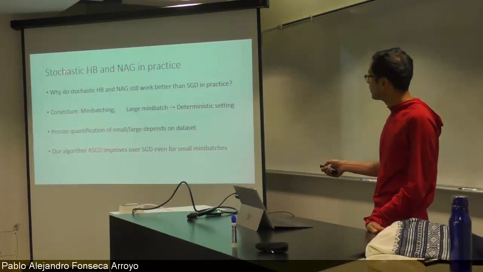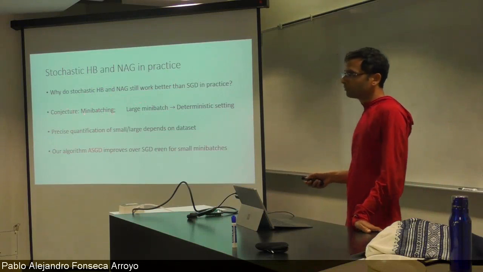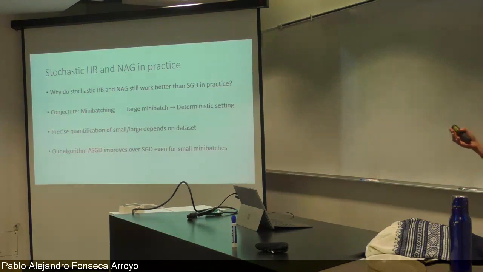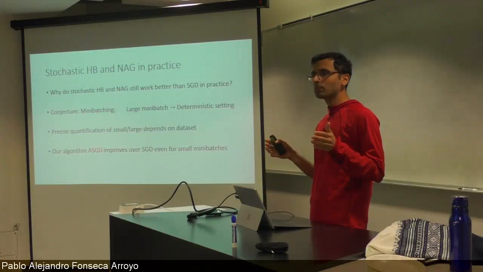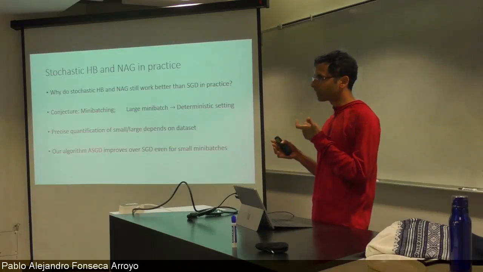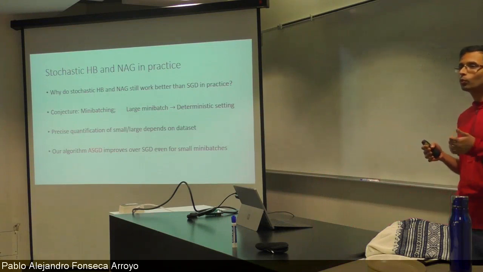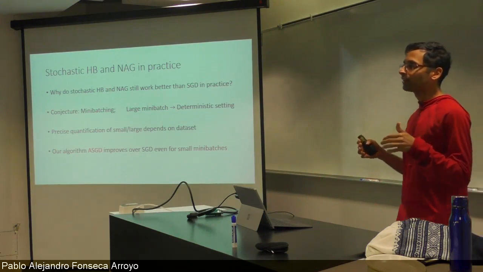So what is the main reason? We believe that the main reason for this is mini batching. If you have a large enough mini batch size, you're pretty much close to doing exact gradient descent. Depending on how much randomness there is in the data, a mini batch size of say 128 or 256 may already be enough to give you a pretty accurate estimate of the gradients, right? And in the deterministic setting, we know that heavy ball and Nesterov do indeed give improvements. So if you have a large enough mini batch size, you do expect to get improvements from heavy ball and Nesterov.